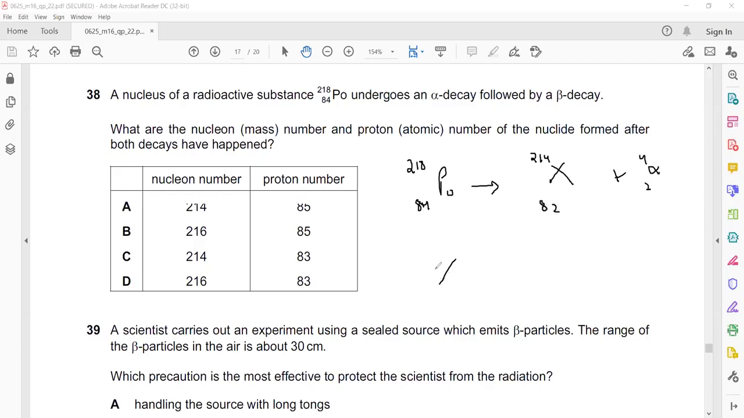And then this element undergoes a beta decay. Beta means electron, so atomic mass will remain the same, 214, but atomic number increases by 1, so this will become 83. So what will be the nucleon number? It will be 214. And what is the proton number after these two decays? It will be 83.